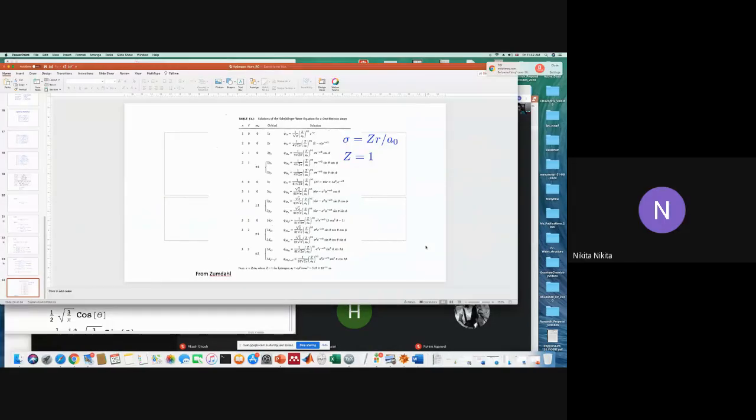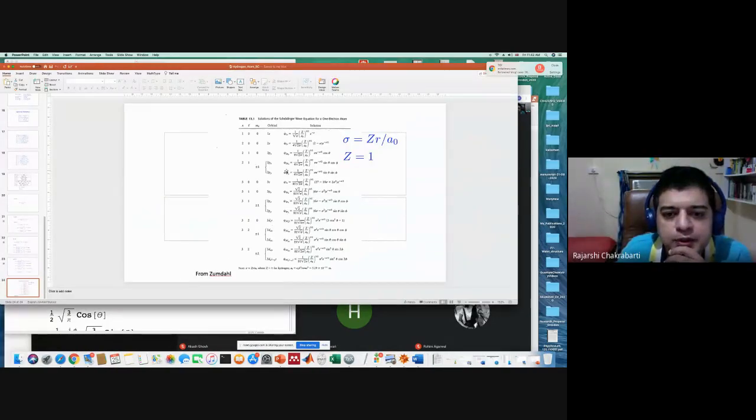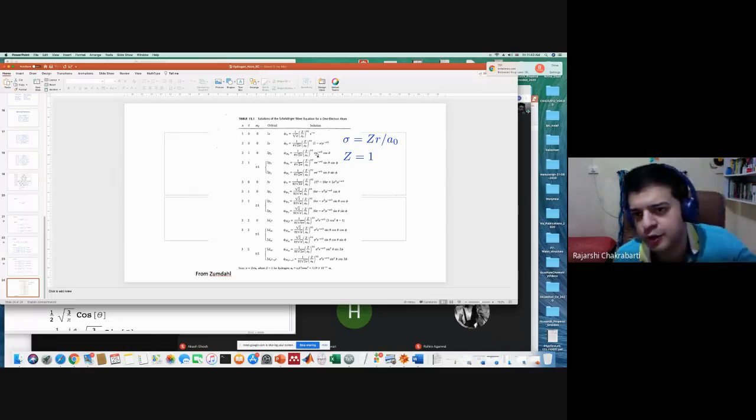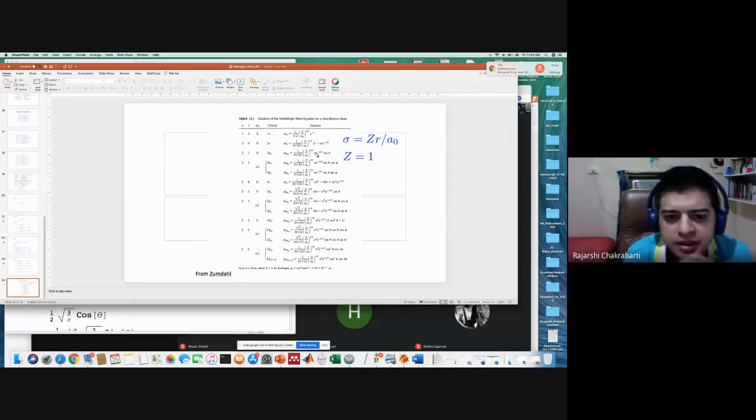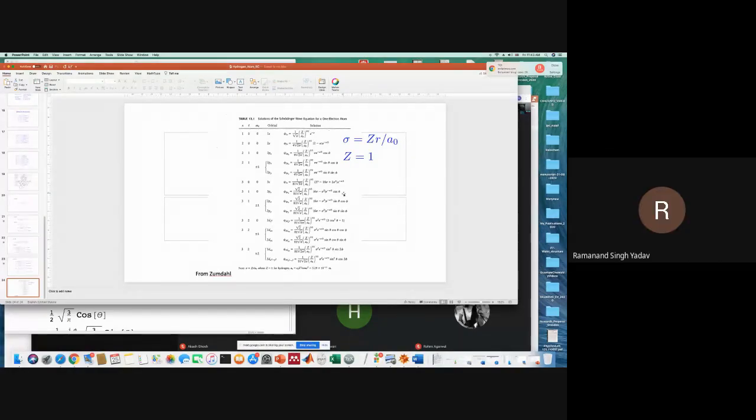Are you sure? Yes, sir. Okay, so let us see the expression. So 2pz is this, sigma this. So there is no radial node, isn't it? Because only when r is 0 or r is infinity, the radial part becomes 0. But for 3pz, there is one radial node. So if I go to 3px, how many radial nodes are there? 1. It will be the same for 3px, 3py, and 3pz.